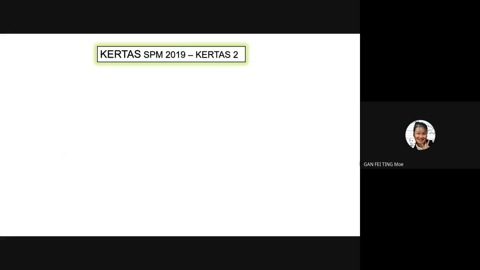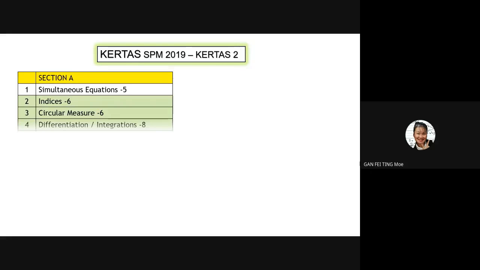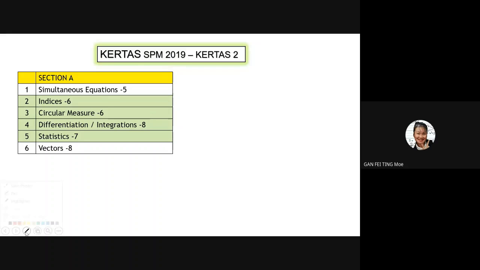Then let's go to our Kertas SPM 2019 Paper 2. Section A, we have a simultaneous equation. You can see that the 5 here means 5 marks. Last slot, I forgot to tell you what the number here indicates. Question number 2 is indices, 6 marks.